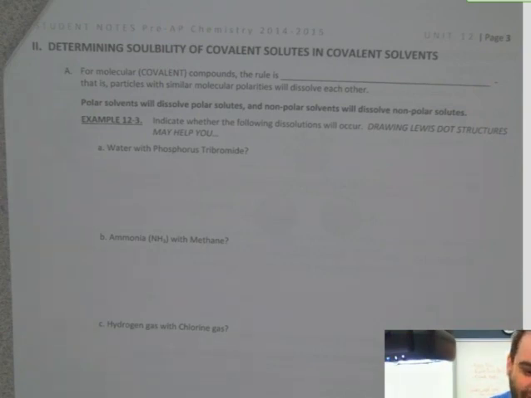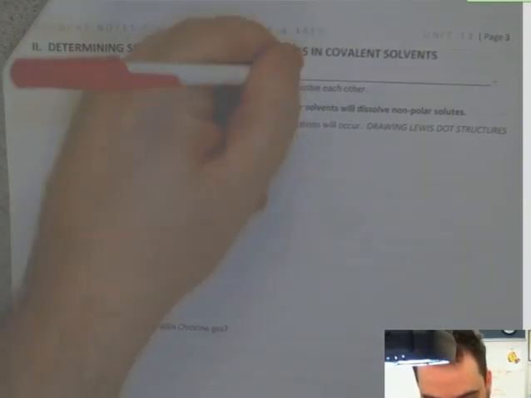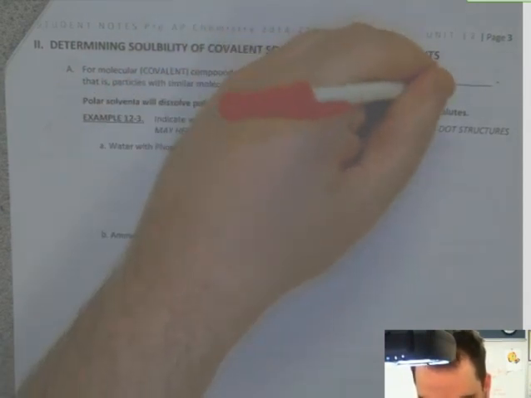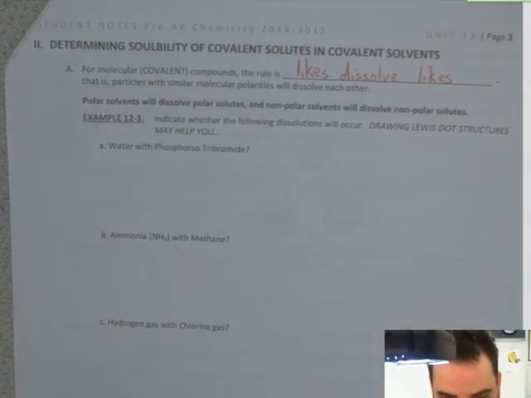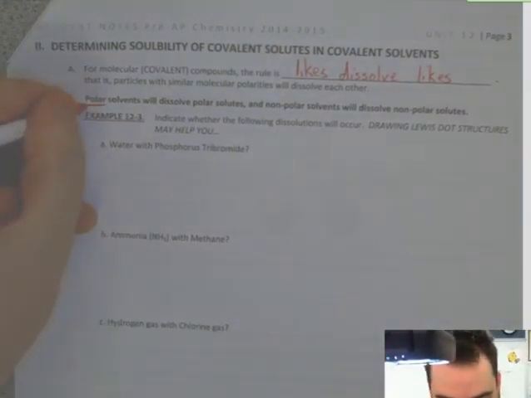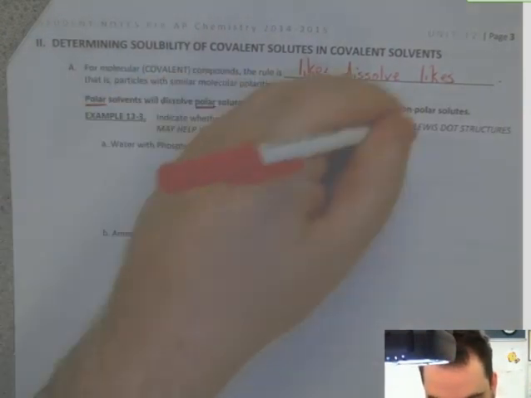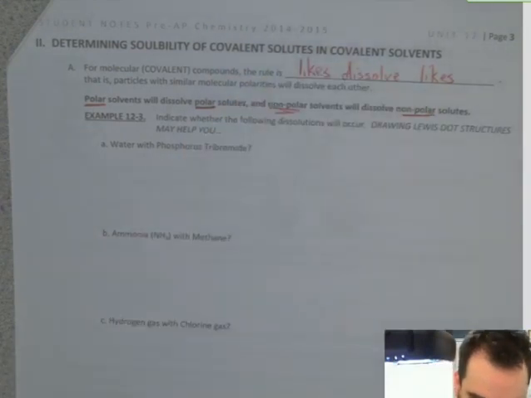We're going to do some determining of solubility of covalent solutes and covalent compounds. So, first thing we have to know is for covalent compounds, the rule is likes dissolve likes. What this means is polar will dissolve in polar, and nonpolar will dissolve in nonpolar. Polar and nonpolar will not mix.